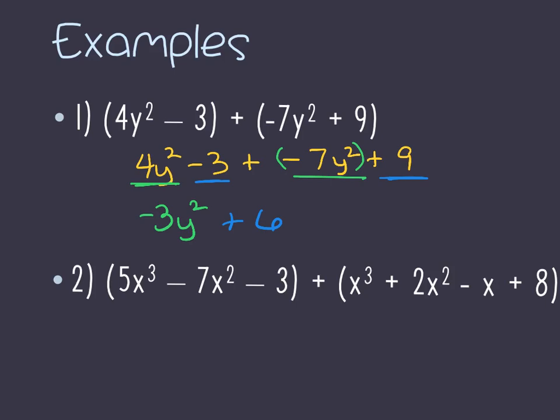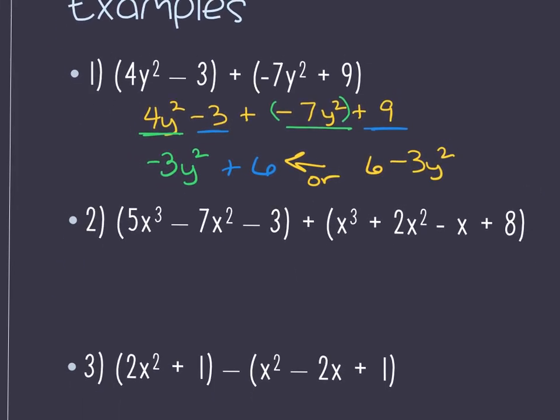Generally, the way I'm going to be writing my answers is in standard form. Standard form is I would write the biggest exponent first, and then go down from greatest to least, and then write the constant at the end. However, technically, 6 minus 3y squared is also an acceptable answer. However, generally, you're going to see it written that way. But technically, either one of these is correct. Let's try the next one.